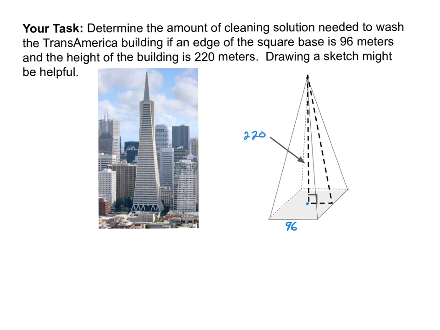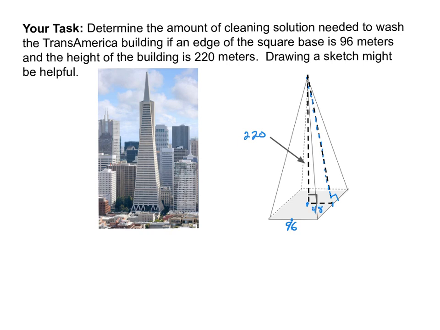In order to find the area of the lateral faces, which are triangles, I need to find the slant height, which is this dotted line right here, that will give me the height of that triangle. To do that, I'm going to use the Pythagorean theorem. Since it's a square base, I know if I take the length of the side and divide it in half, that will be right in the center where the line comes down from the apex. So if I take 96 and divide it by 2, that's going to give me 48.